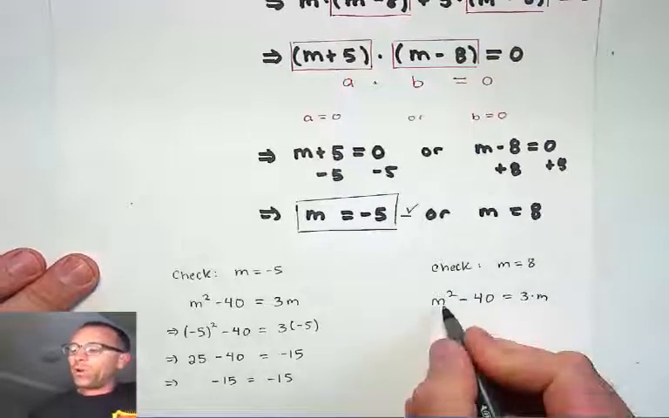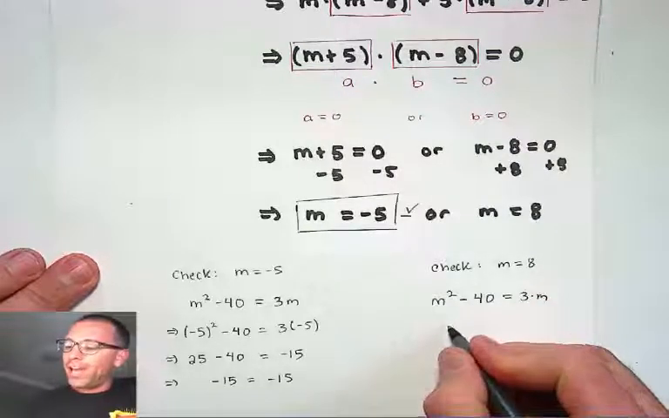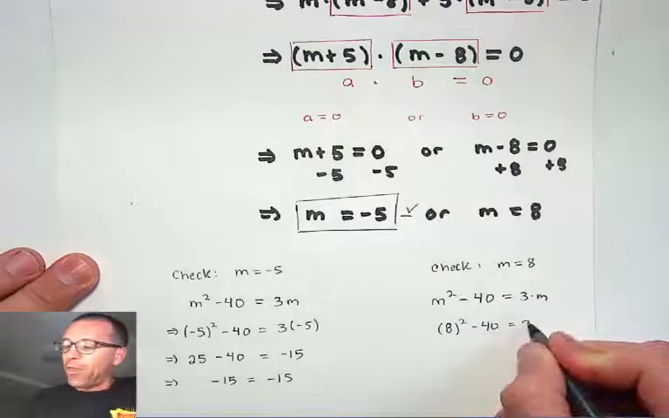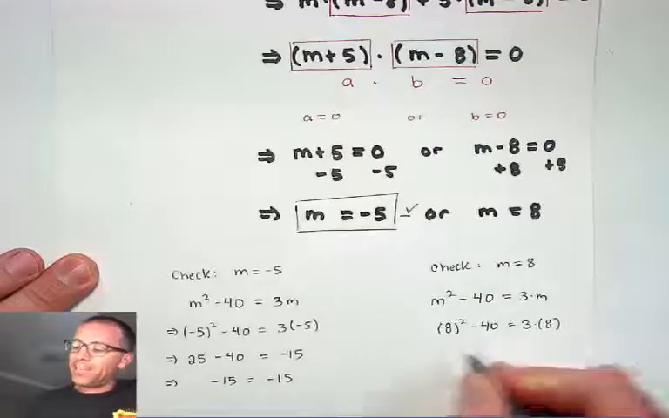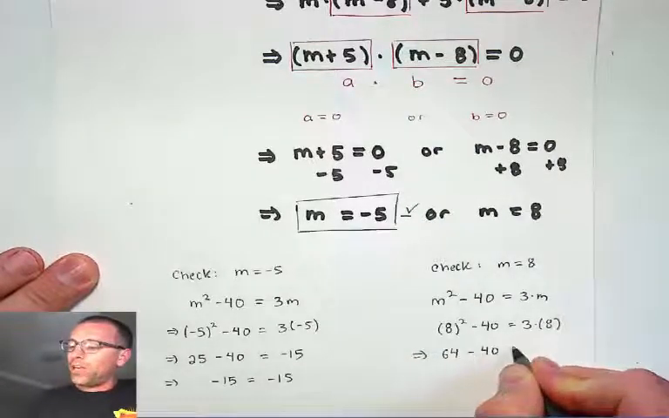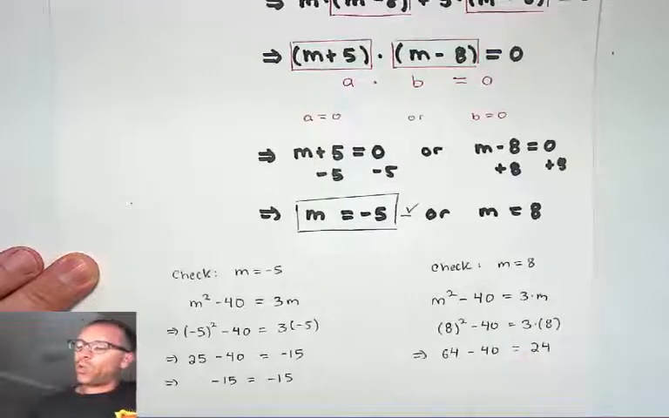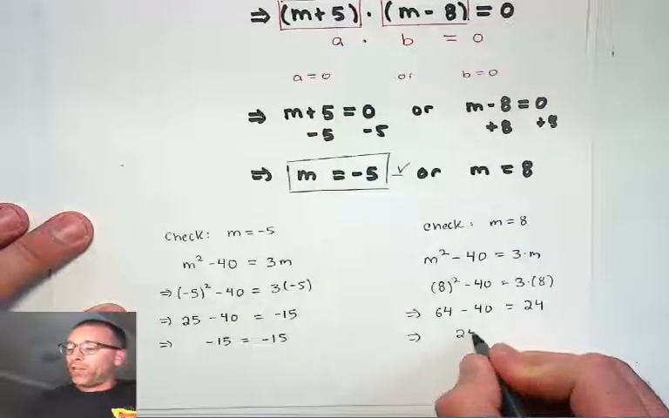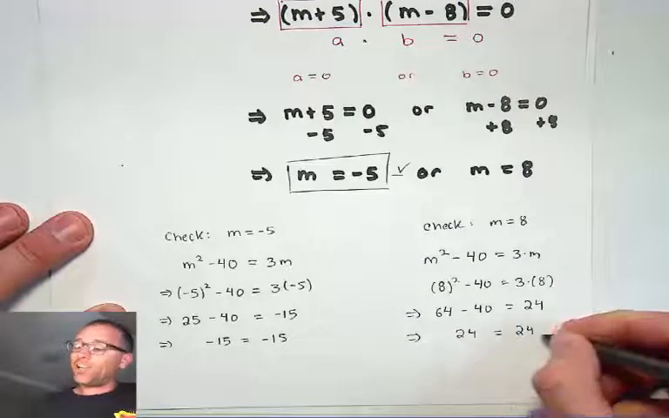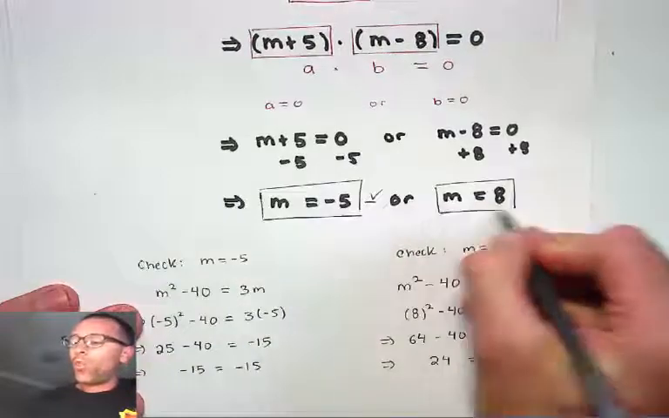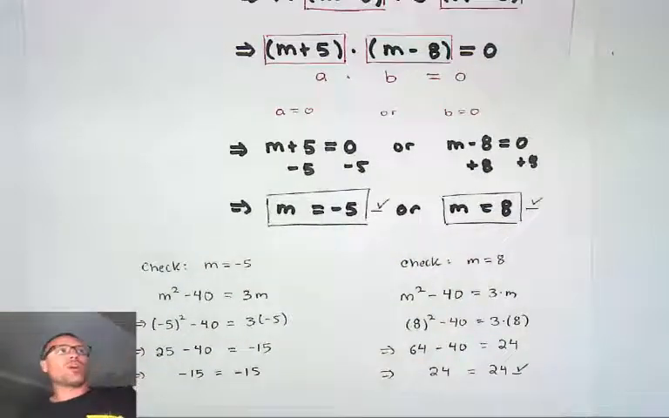In this case, everywhere we see an m, we're going to drop an 8 in there. And then here we've got 3 times 8. 8 squared, I think, is 64 minus 40. 3 times 8, indeed, is 24. 64 minus 40 looks like 24. Again, it's Sunday today. 24 is indeed equal to 24. We'll check that out. These are both solutions to our equation.